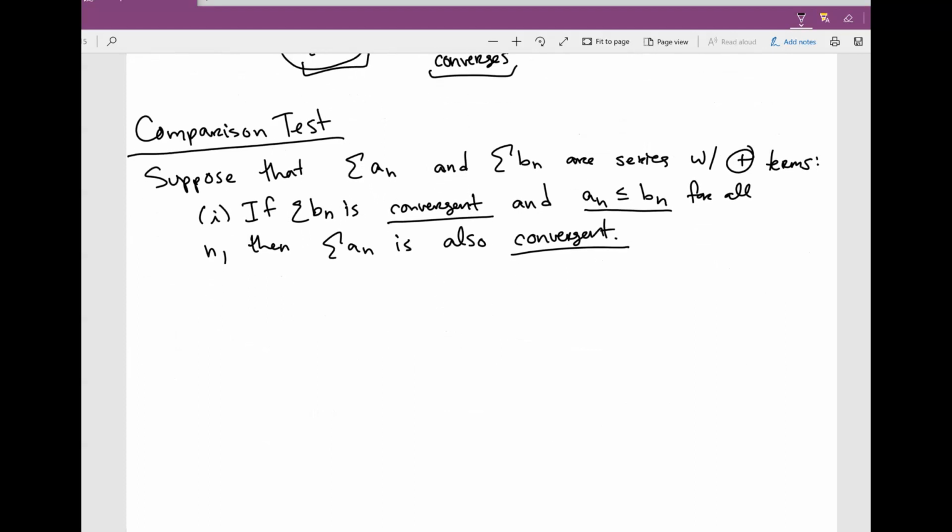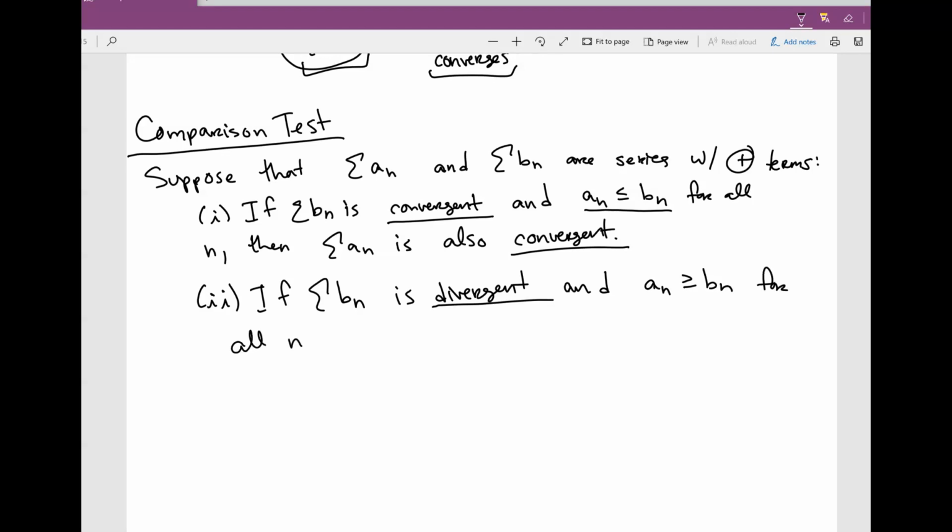And then here's the second statement. If the sum of b sub n is divergent, so let's say, for example, this guy diverges, and a sub n is greater than or equal to b sub n for all n, then the sum of a sub n is also divergent. So if I can think of a series that's a little smaller than a sub n, and I know that this small thing is divergent, then obviously this series is also going to be divergent. So that's basically the goal of it.